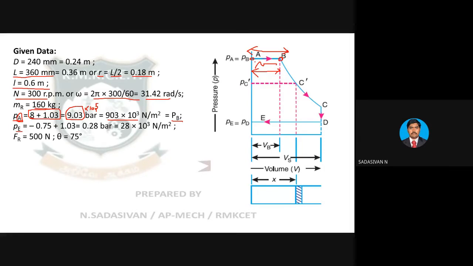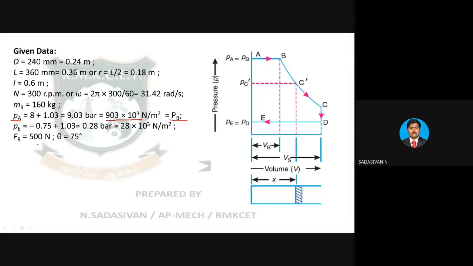So, an important point: in this, P1 or PA is the same as P2 or PB. It is a constant horizontal line with P on the y-axis. So PA, which I have found out, is also equal to PB, which is 903 into 10 power 3, or 9.03 into 10 power 5 Newton per meter square.